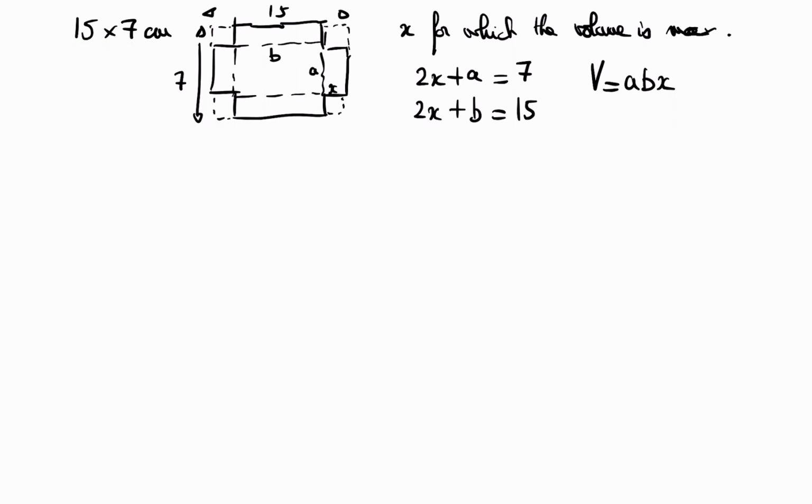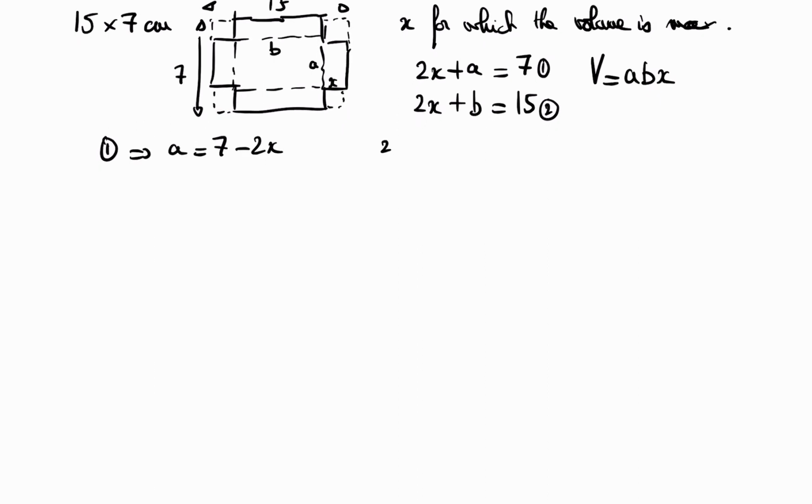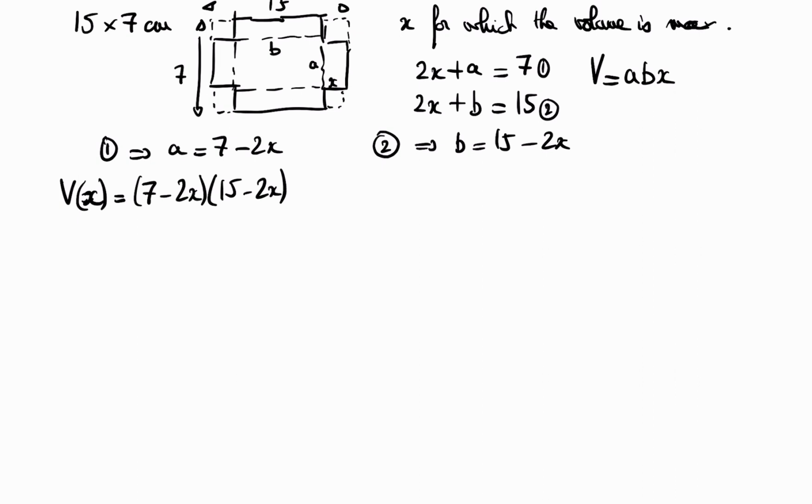Okay, so from equation 1 we get a is equal to 7 minus 2x. And from equation 2 we get b is equal to 15 minus 2x, which we can substitute in the formula for the volume, which depends on x. And it's 7 minus 2x times 15 minus 2x times x. Okay, well, let's expand that.